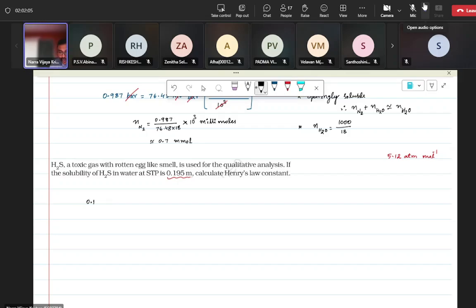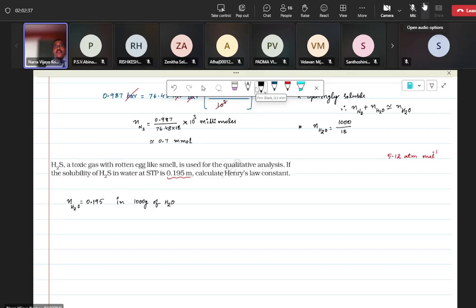Can I write 0.195 moles of H2S gas in 1 kg of water? Can I write it that way? Molality means moles per kg, so 0.195 moles of H2S gas in 1 kg of water. 1 kg of water I am writing as 1000 grams.